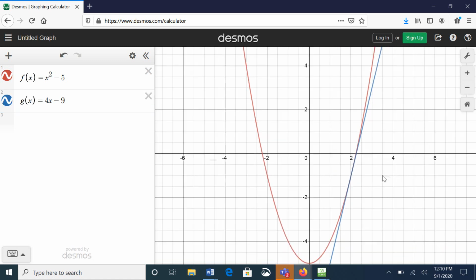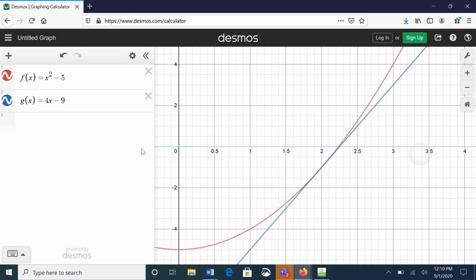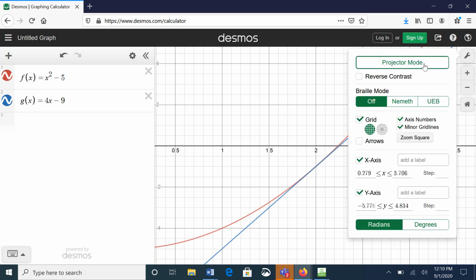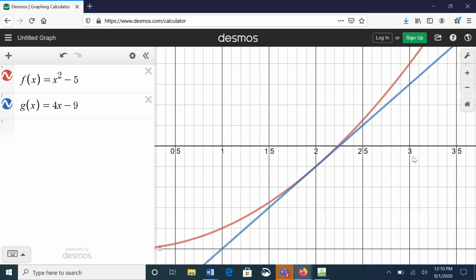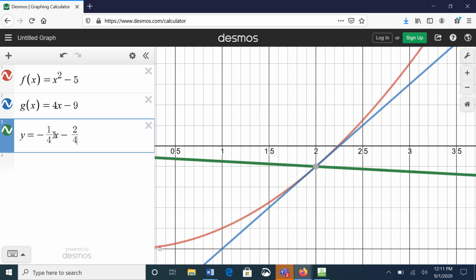Let's see if I can kind of flatten this out a little bit. Put it in projector mode. Nice. And then our normal is going to be y equals, let's see, this is the moment of truth here, negative 1/4 x minus 2 over 4. And there we have it.